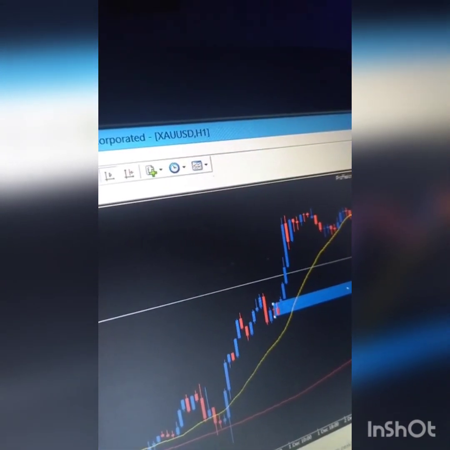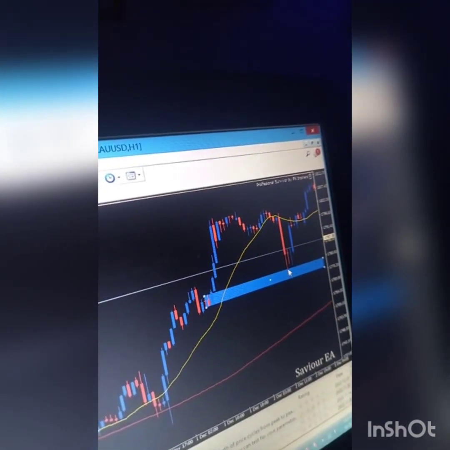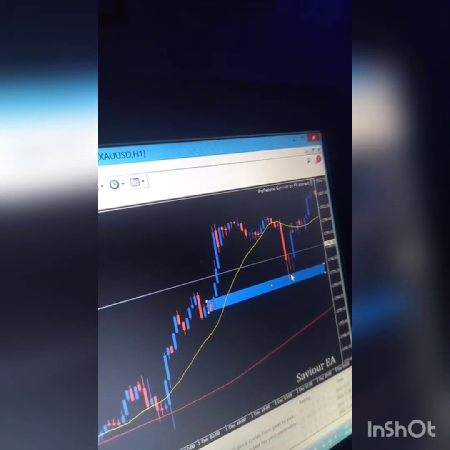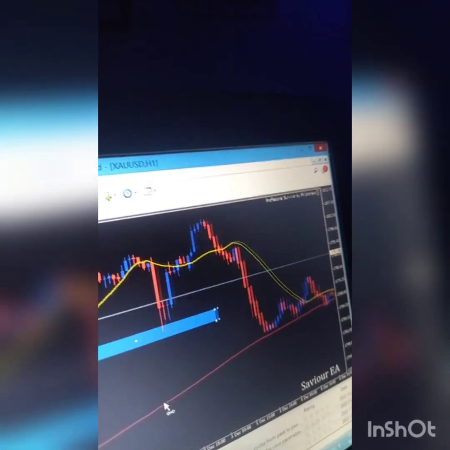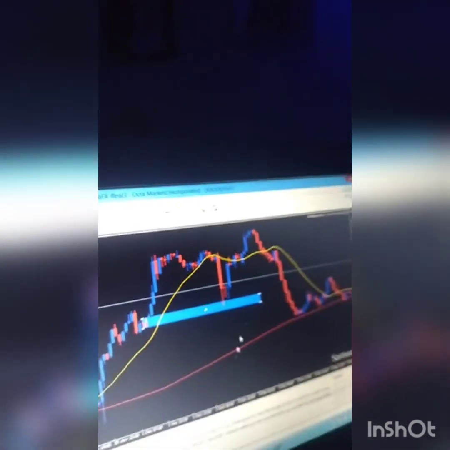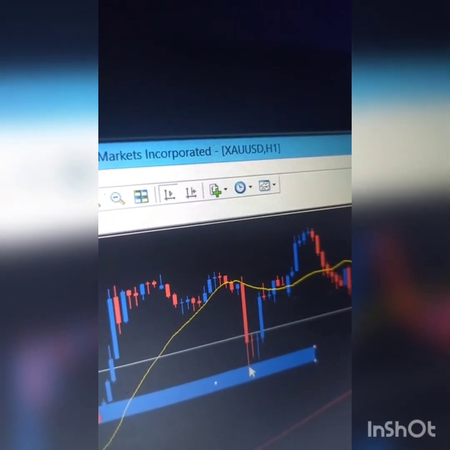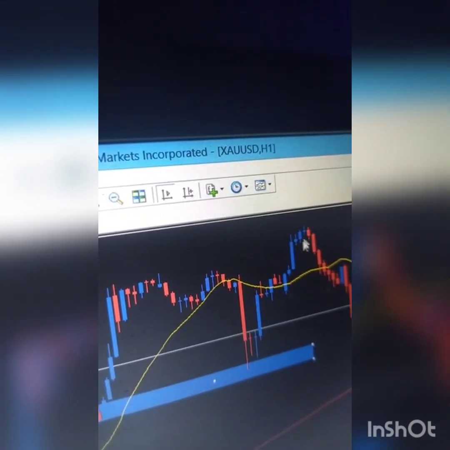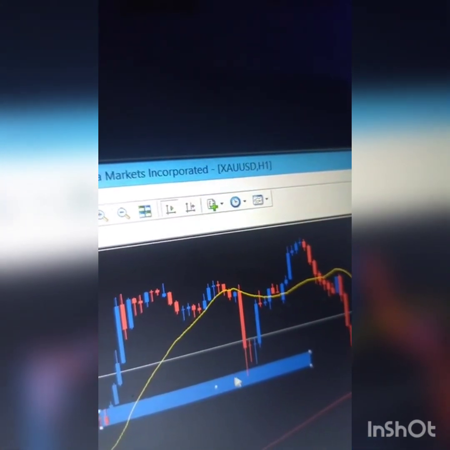Then what happened in the future? Price went like this, came back and dropped rapidly. Then see at my zone, at my very zone. Did you get it? At my very zone, it skyrocketed back at my very zone.